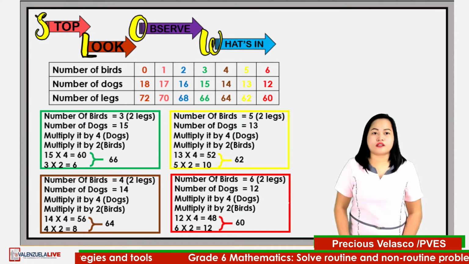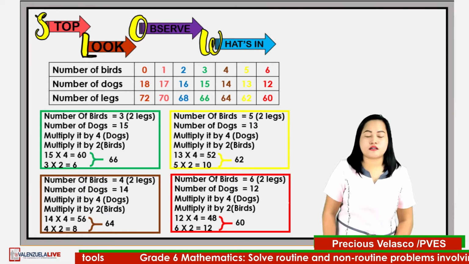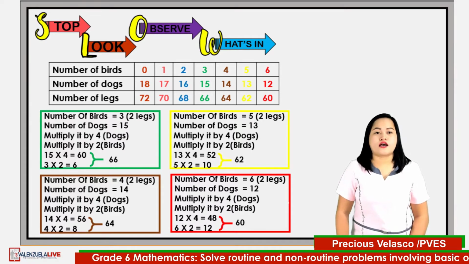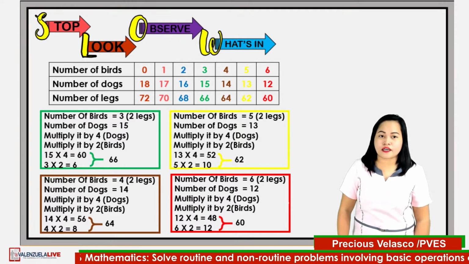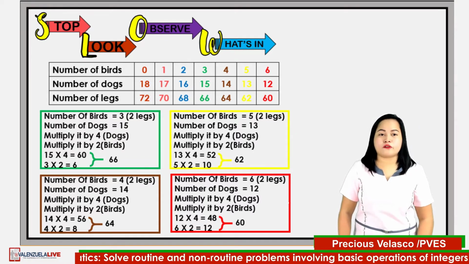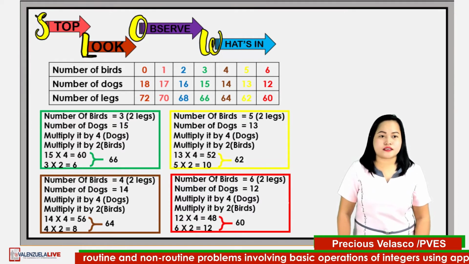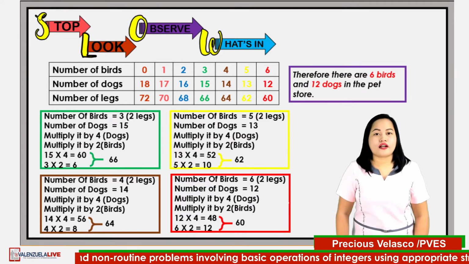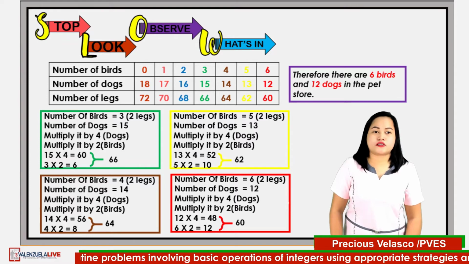Next one. How about if I tried 6 number of birds and 12 number of dogs? So I'm going to multiply 12 and 4, I will get 48. 6 times 2, I will get 12. And if I'm going to get the total of 48 and 12, I will get 60. Well, therefore, there are 6 birds and 12 dogs in the pet store.